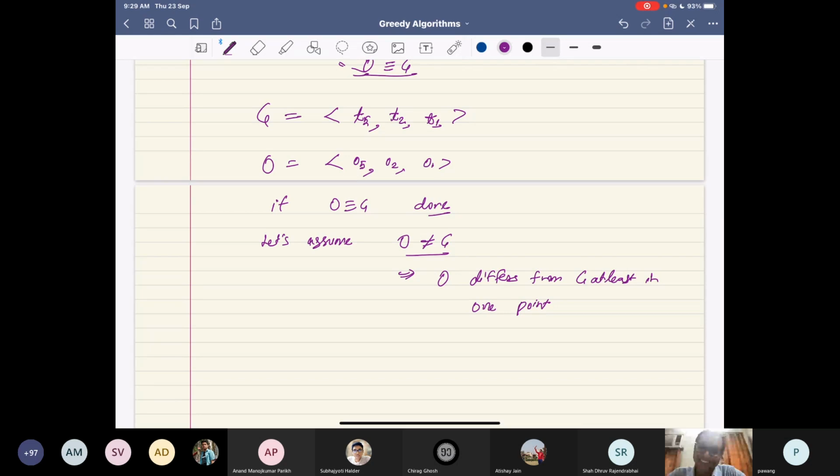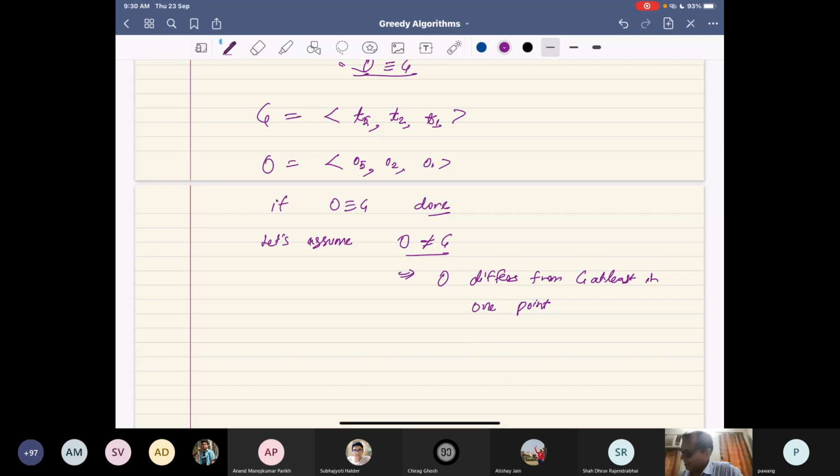See, at least 1 point is, I mean, a generic thing. Maybe in this particular case, it will differ in 2 points. Yes, I agree. But I'm just saying, in general, at least 1 point. Yeah, that anyway is a superset of at least 2 points. Okay, so differs at least in 1 point.